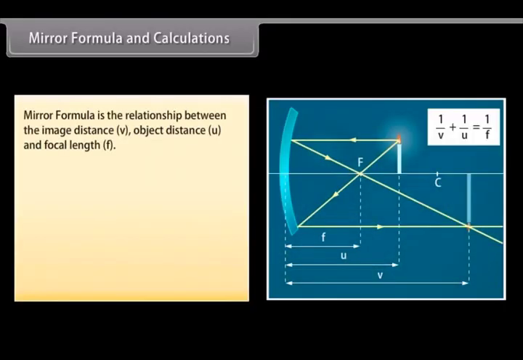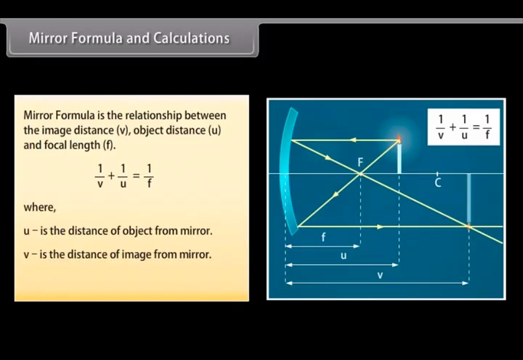Mirror formula and calculations. Mirror formula is the relationship between the image distance v, object distance u, and focal length f. 1 upon v plus 1 upon u is equal to 1 upon f, where u is the distance of the object from the mirror, v is the distance of the image from the mirror, and f is the focal length of the mirror.